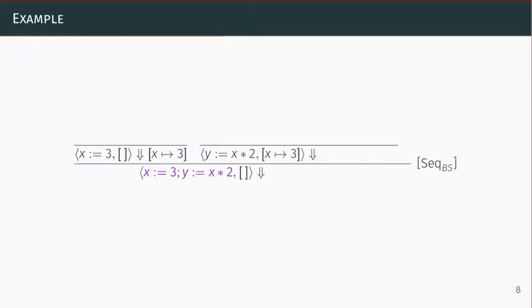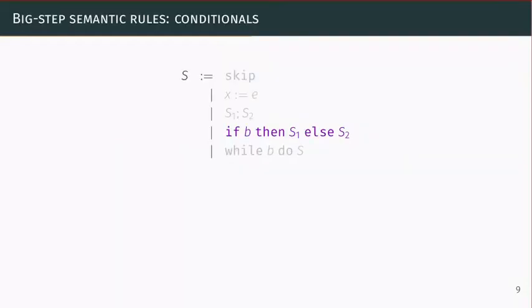If we use the same rule for the semantics of assignments, we realize that the semantics of x times 2 is 6, and the result is the state that maps x to 3 and y to 6, which is in turn the result of the whole sequence. Now we move on to conditions.